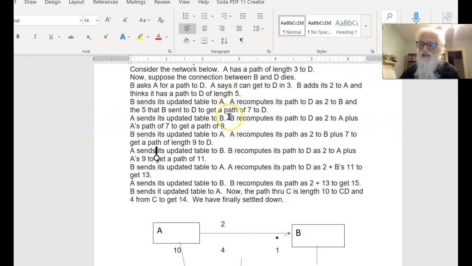And of course, I send that over to B. Well, B recomputes its path to D. 2 to A plus 7. B now says I have a path of 9. B sends its updated table to A. A recomputes and gets to, pardon me, I made a mistake there. It was plus 9. So this should have been 11. And this should have been 13. And now the 13 comes out to 15.